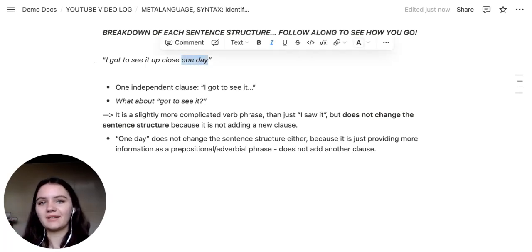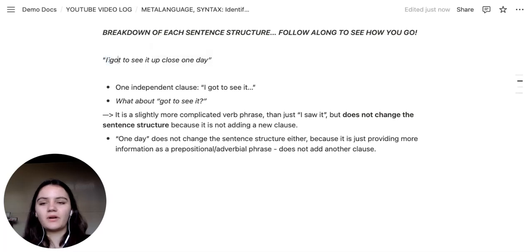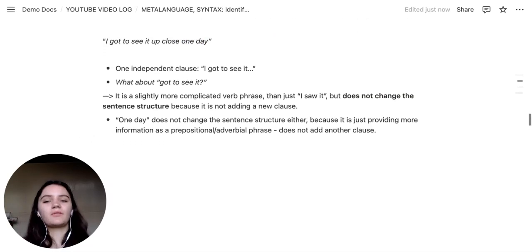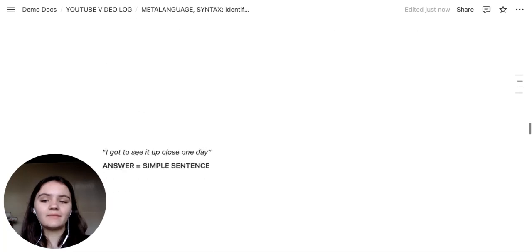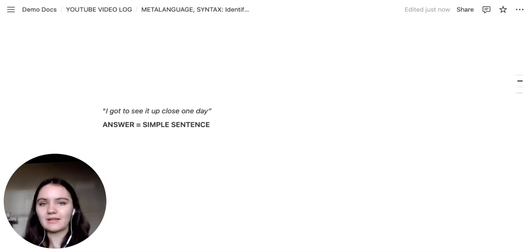Now, what about some other parts of the sentence, like this bit of one day here? Well, does it add a new clause? The answer is no. It's just providing more information. So we can treat this whole thing as simply, we've got our subject, I, and we've got a verb phrase with some extra information, an object, it. I got to see it up close one day, and a prepositional phrase telling us when, one day. So if we're thinking, well, what is this? One independent clause. I've got a few things on. It's not as simple as John eats, but I do have some things going on. It's only one. The answer is it's a simple sentence.